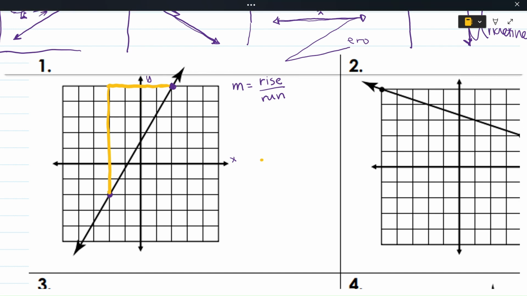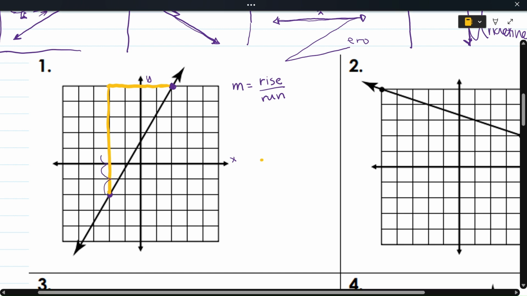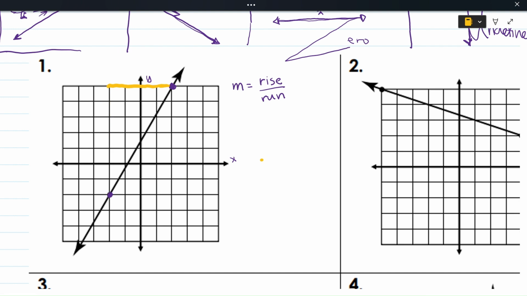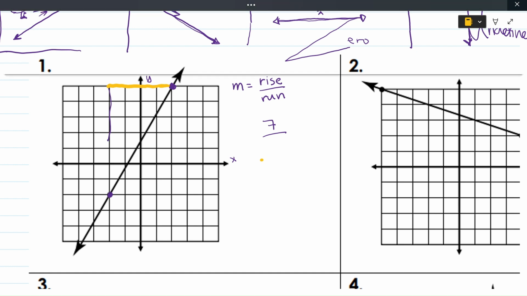So let me go back to my other pen color. I'm just going to count the space. So first I'm going to find the rise. And rise means vertical. So I'm just going to count how many spaces I traveled. 1, 2, 3, 4, 5, 6, 7. So my rise is equal to 7. And my run, what on earth? Let's draw my triangle back again.